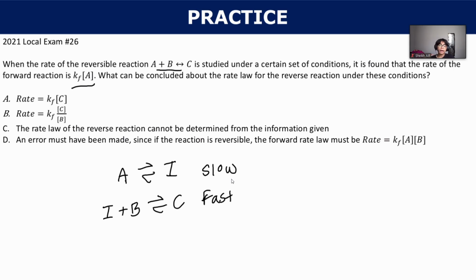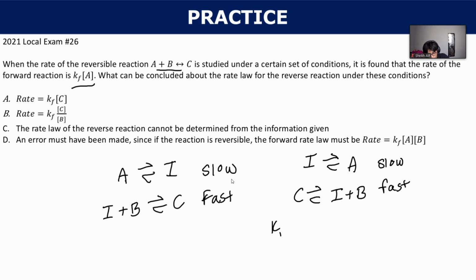Now that we have the forward reaction, let's reverse all of these to get the reverse reaction. Reversing the first one, I is now A, and that would still be the slow reaction. Then we have C to I plus B, which would also be the fast reaction. So the rate law here would be Kr times I. But remember, I is an intermediate, and we cannot have intermediates in our rate law.